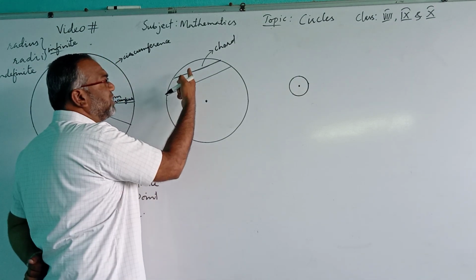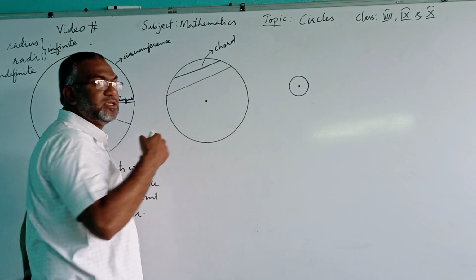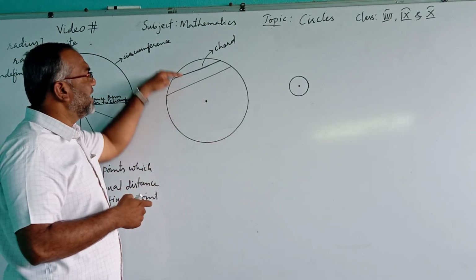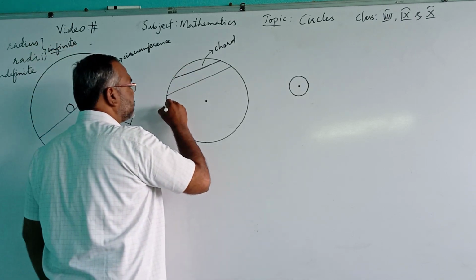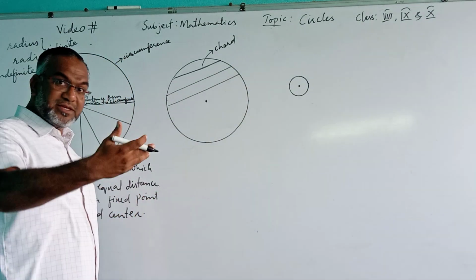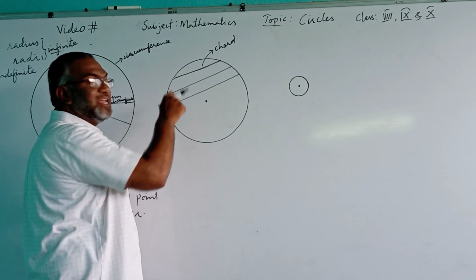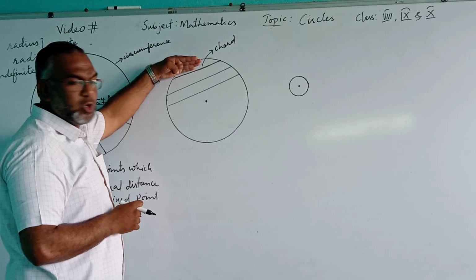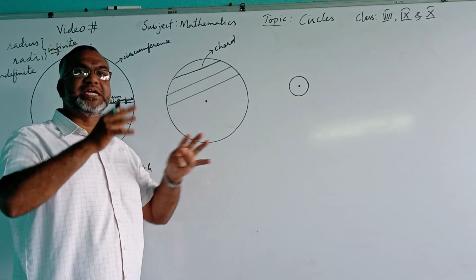Now what about the difference between these two chords? This chord is longer than this, right? Now, what if I draw another here? This is longer than this one, right? The length is increasing. Observe carefully. As I am going closer to the center, the length of the chord is increasing.